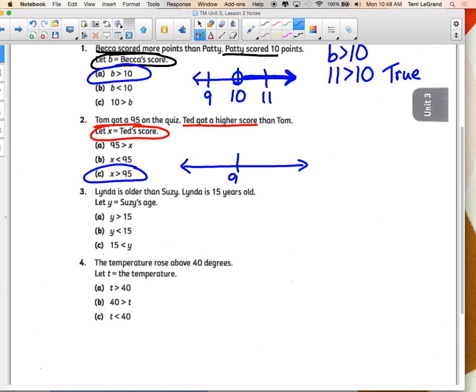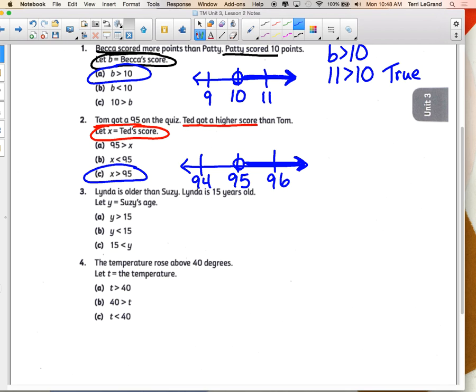95 is our endpoint, our significant point, as it's often called. 94 would be the first integer score to the smaller side, and 96 would be the next largest integer score to the larger side, and he didn't get the same score as Tom. He scored higher than Tom.